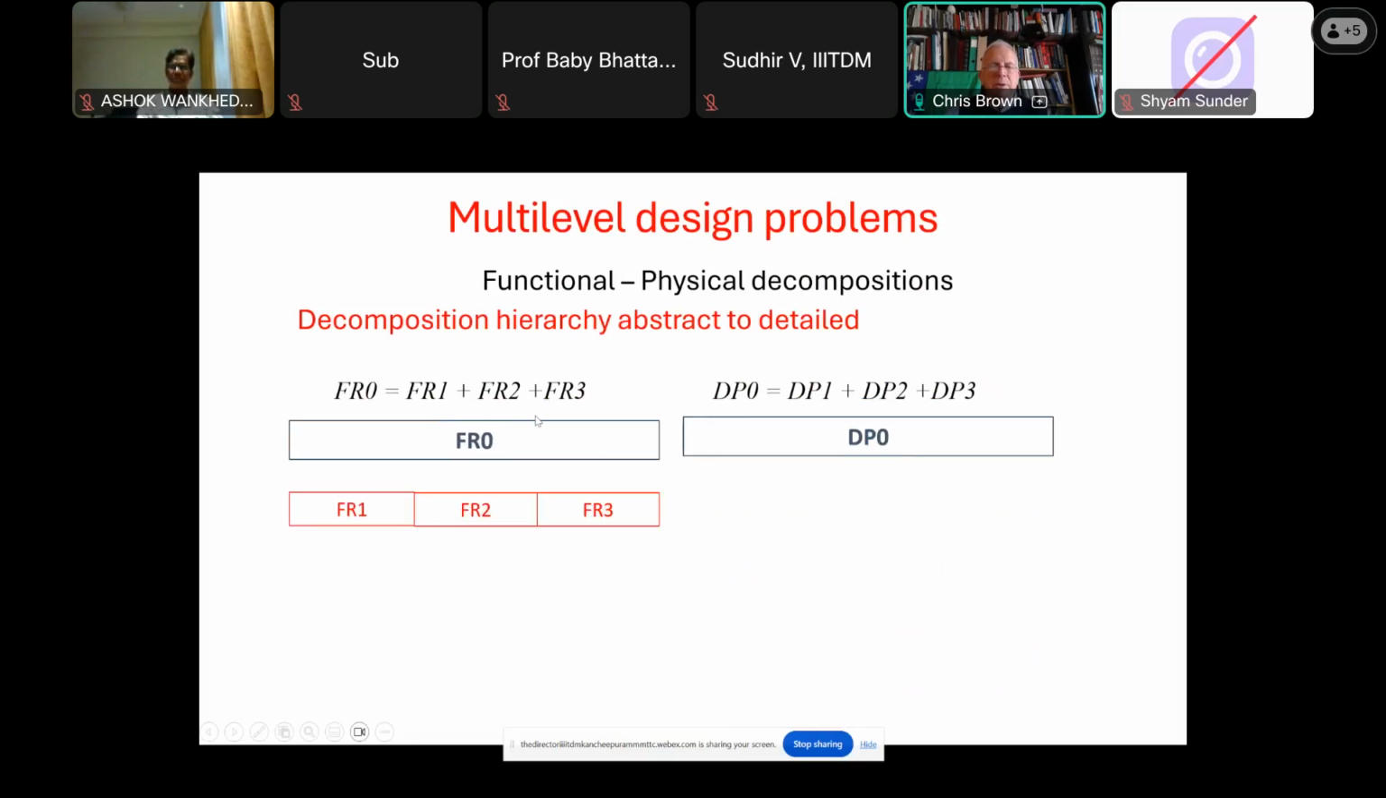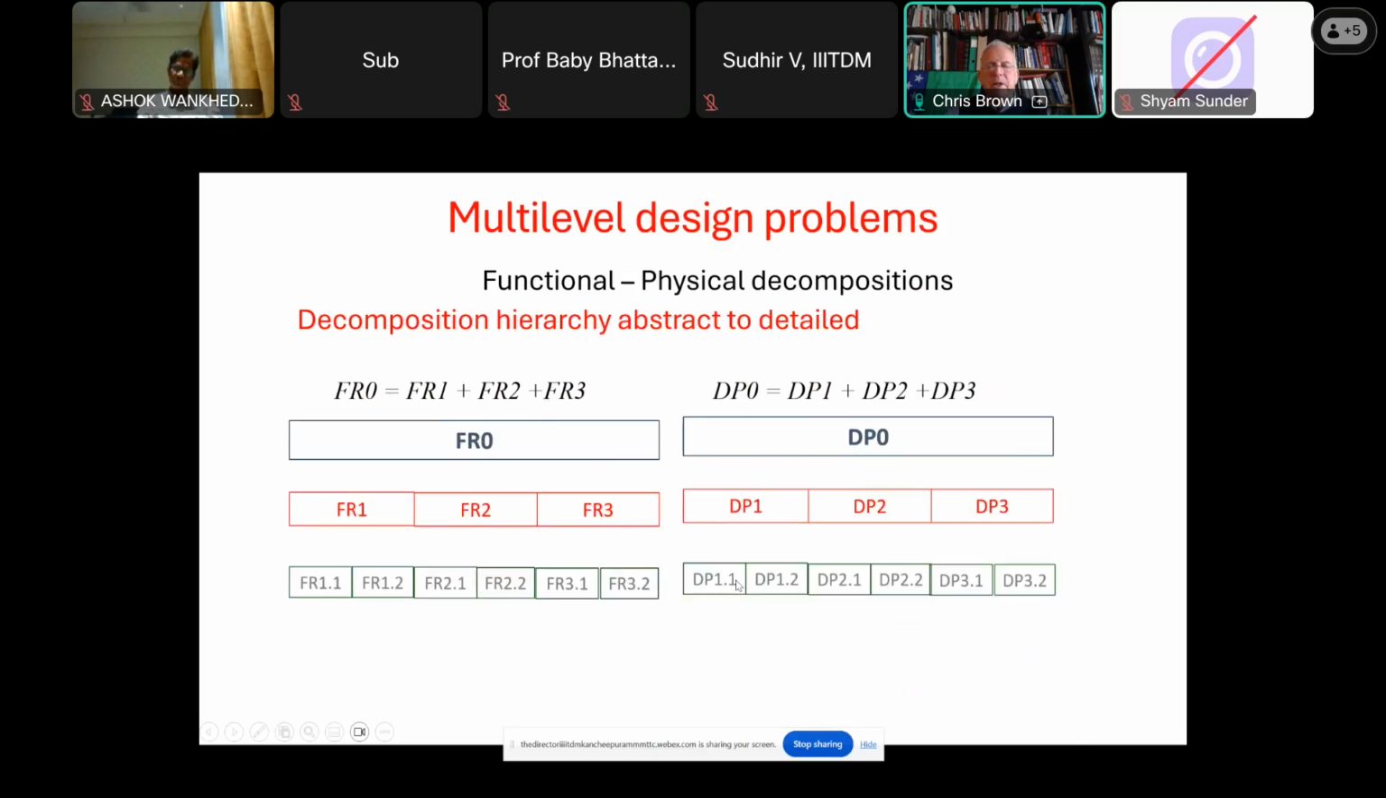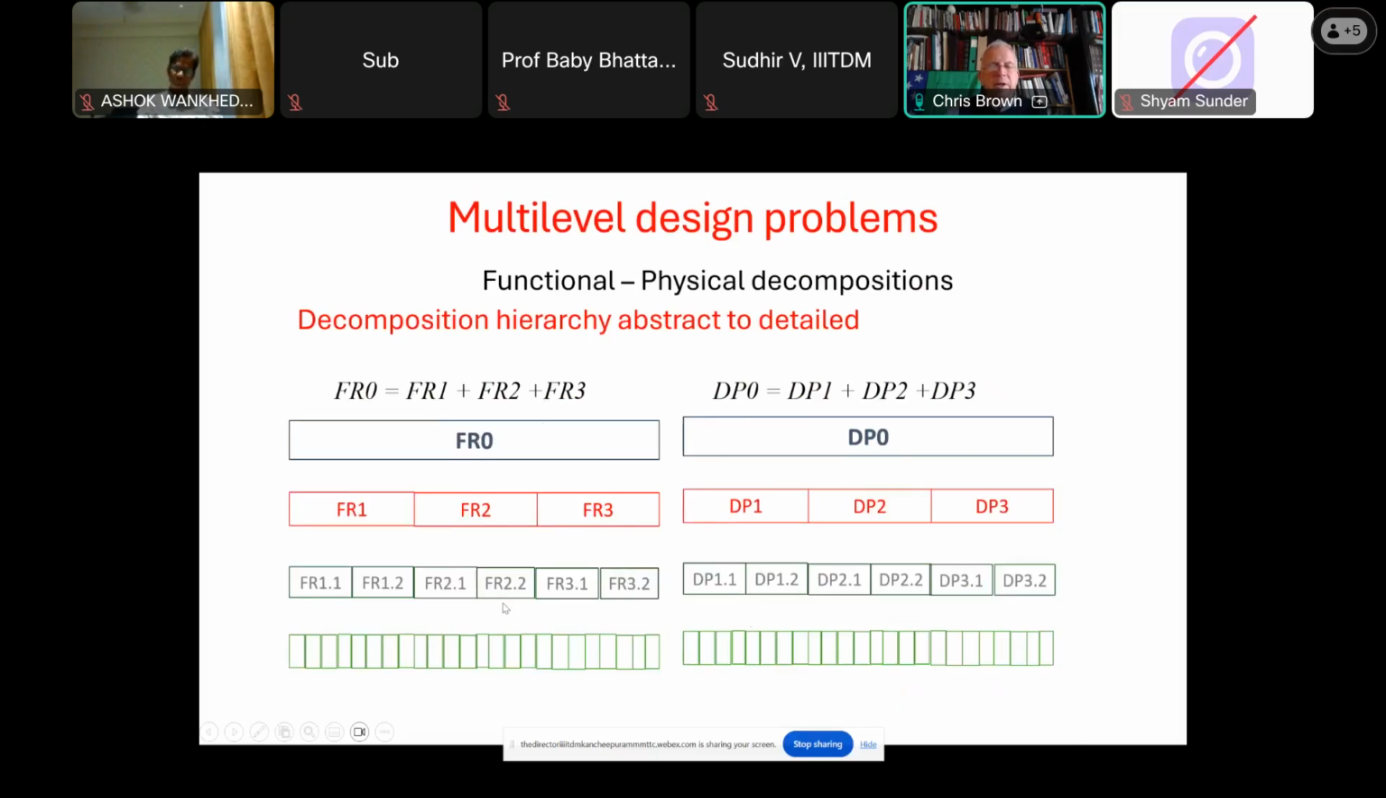So the next level of things we could look at would be the multi-level design problem, which we sort of looked at before. We have FR0 and DP0. These are the overall solutions. So this is a top-down approach to solving the design problem. So these two get decomposed. FR0 is going to be decomposed into FRs 1, 2, and 3. And then these each have their physical solutions, DPs 1, 2, and 3. And then this can be further decomposed, and we can keep on decomposing until we get to more and more detail, and the solution to the design problem is obvious.